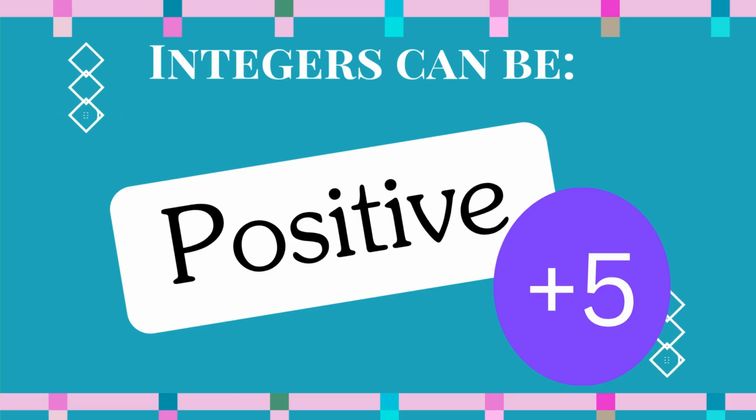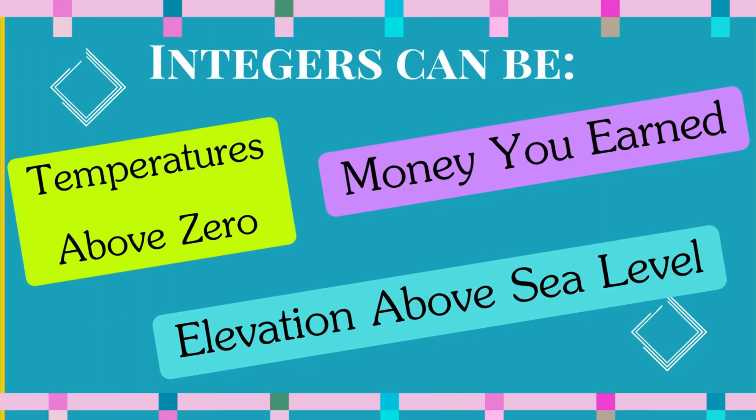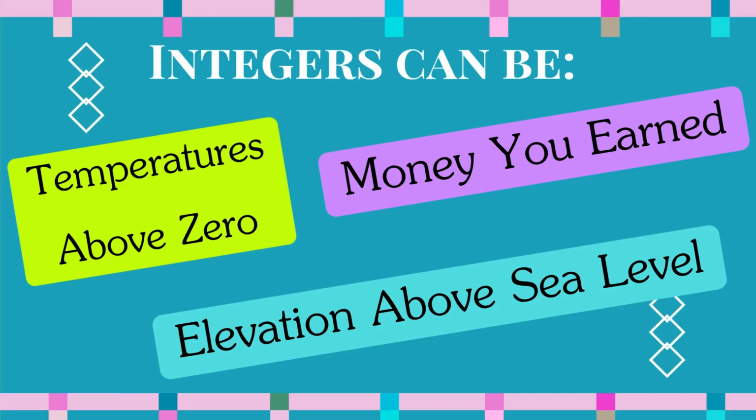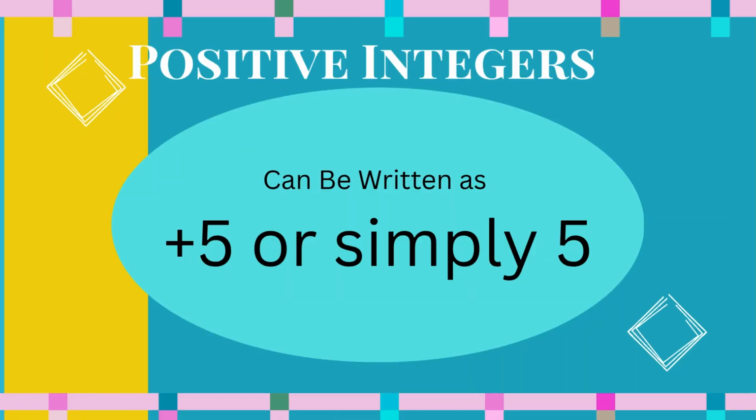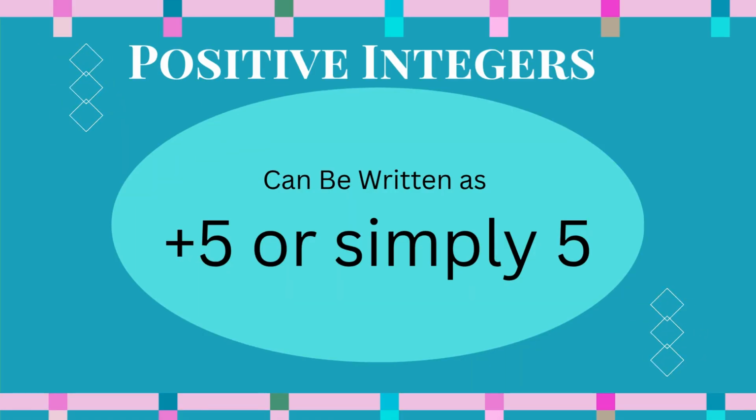Finally, there are positive integers. An example of a positive integer would be +5. Positive integers are numbers greater than 0, and they represent things like money you earn, temperatures above freezing, or elevation above sea level. When we write positive integers, we usually don't bother putting the plus sign in front of them, so we just write 5 instead of +5, but they mean the same thing.